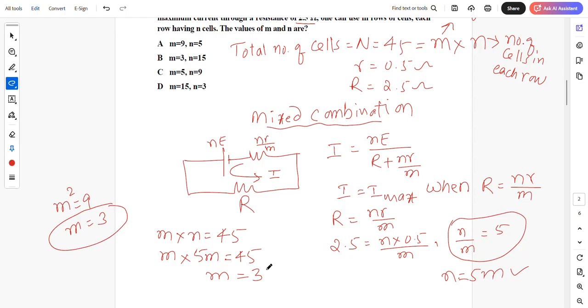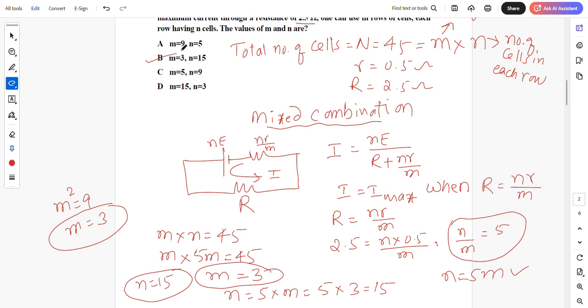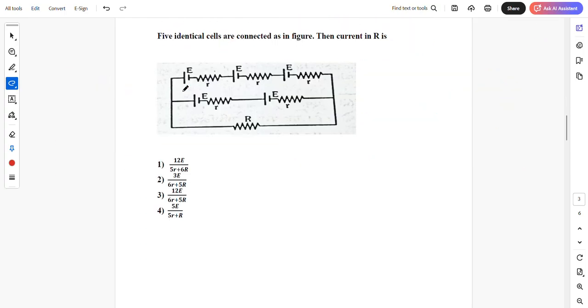So number of rows, m is equal to 3. If m is equal to 3, what is n? n is equal to 5 into m, 5 into 3 is 15. Therefore m is equal to 3 and n is equal to 15. That means 3 rows are there, and the number of cells in each row is 15. So m is equal to 3, n is equal to 15 is the right answer. Hope you understood. We'll go to the next problem.